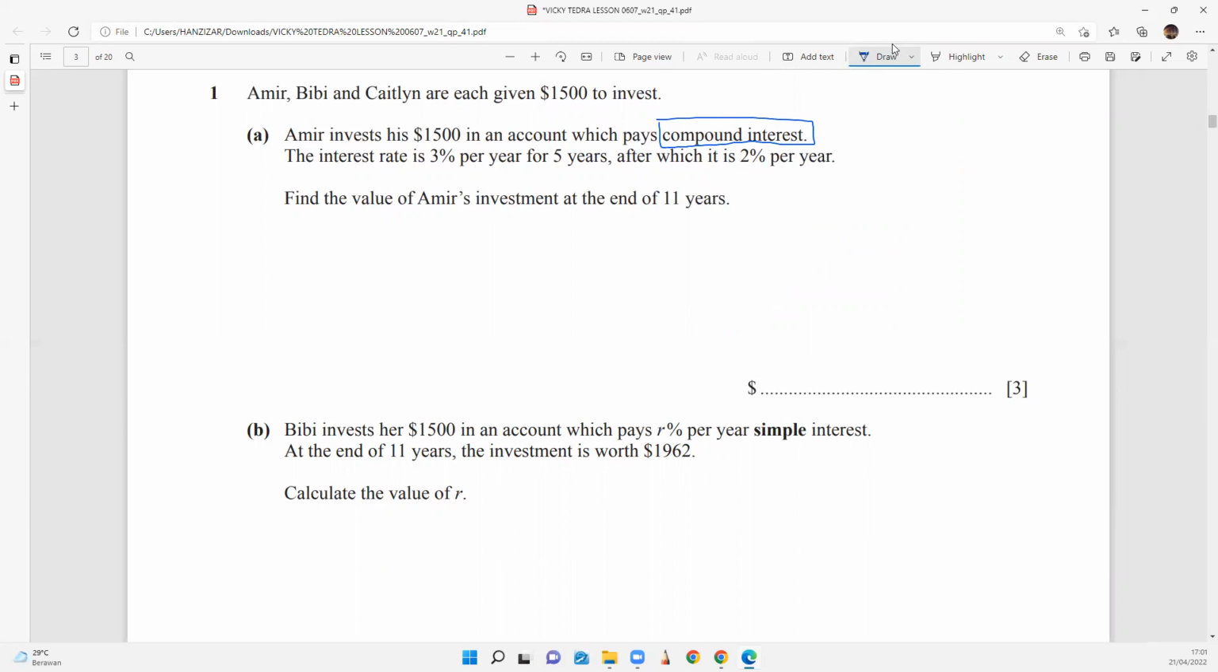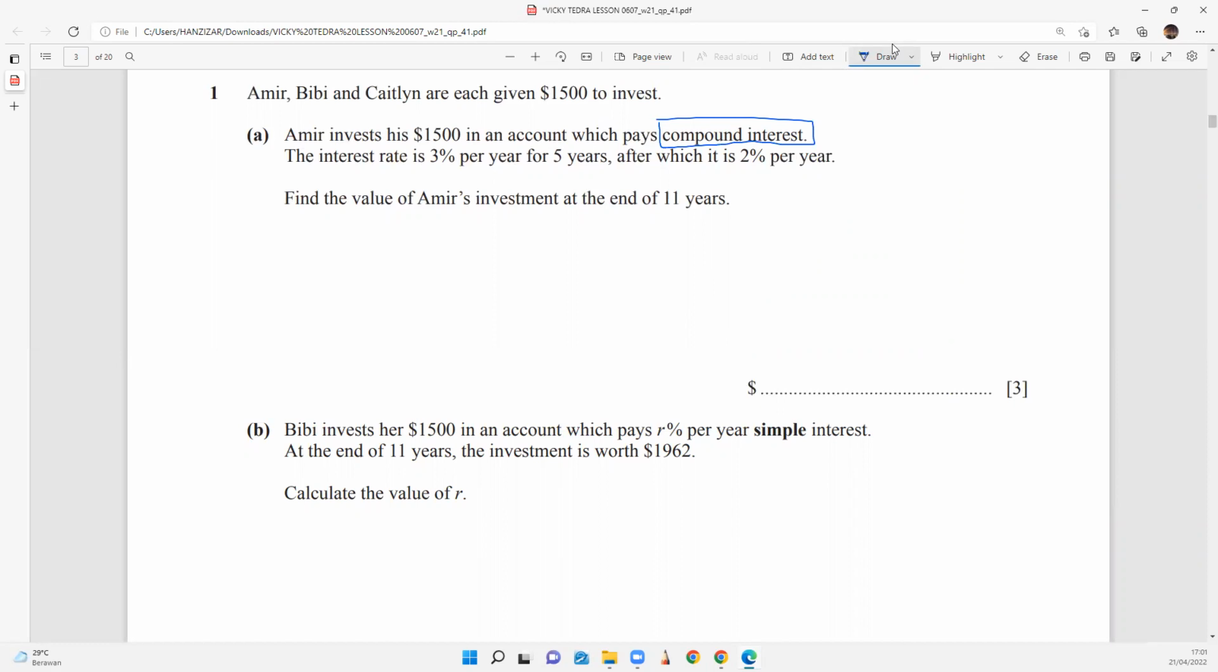So what does it mean? First, they will give you the higher interest in the first 5 years, and the next will be 2% per year. I don't know why, but usually banks offer you the higher interest first and then the smaller interest in order to retain the customer. Okay, so this is for the first 5 years. So you have to make the formula.